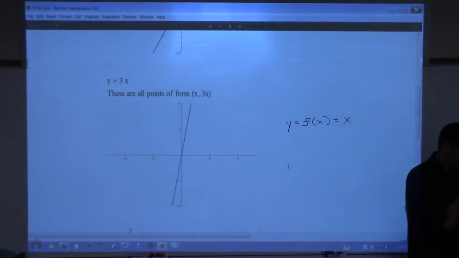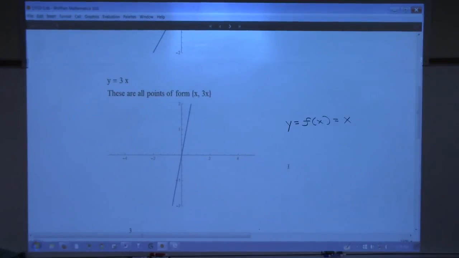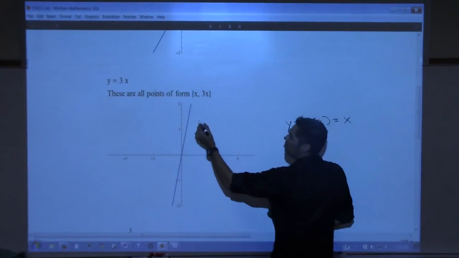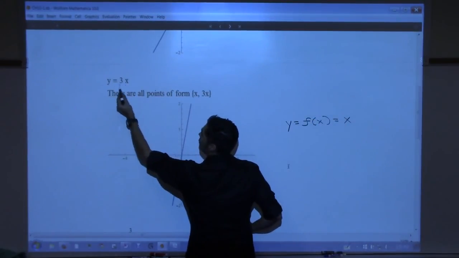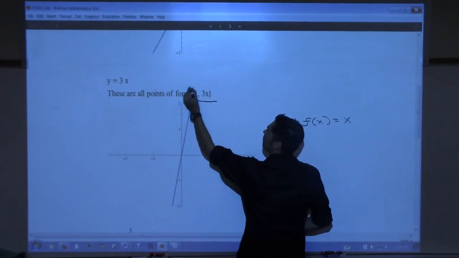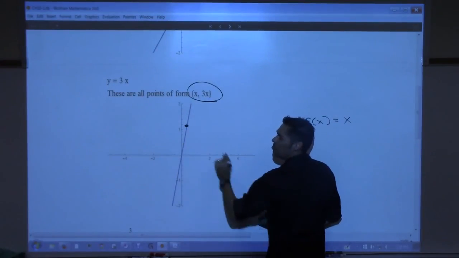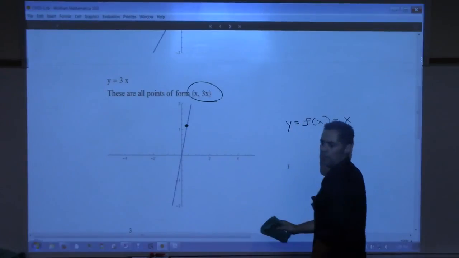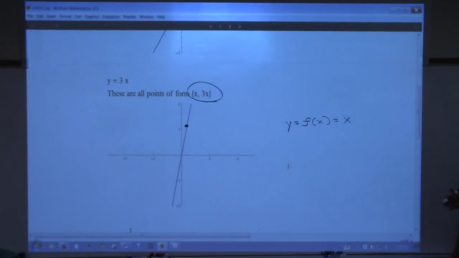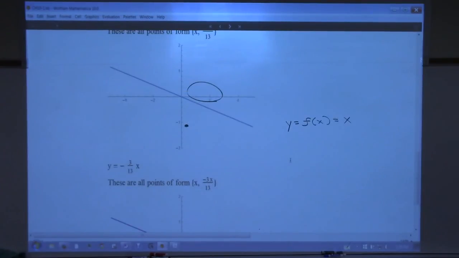And the important thing I want you to see here is that if you're given the function or an equation y equals 3x, every ordered pair on this line has to follow that formula. The x coordinate is x. The y coordinate is 3x. Yeah? Negative slope.